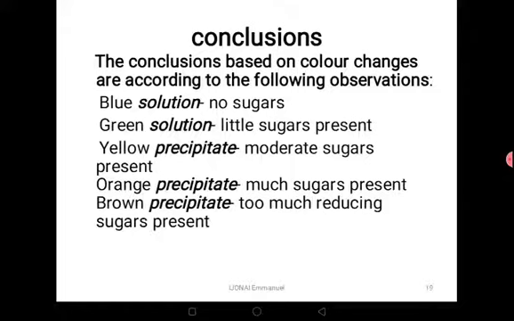So that is how our conclusions will be. You can only get one of those conclusions. You cannot get more than one. You can either get no reducing sugars, little, or moderate, because the same solution cannot have double standard of solutions. It's not possible. So you'll watch out and see which one you have achieved, and then you record with good handwriting, and then you present your work for marking.